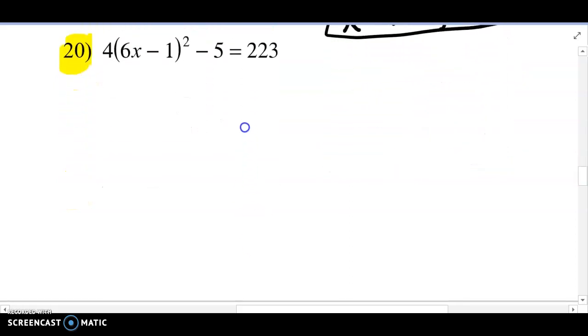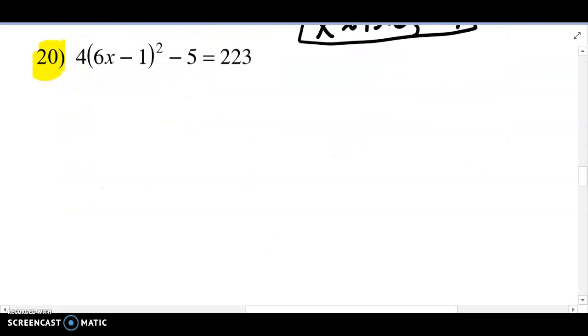Okay, last one I'm going to do with you, and I've covered every type of example, so then you can use this as your model to do your other 10. All right. So let's see.